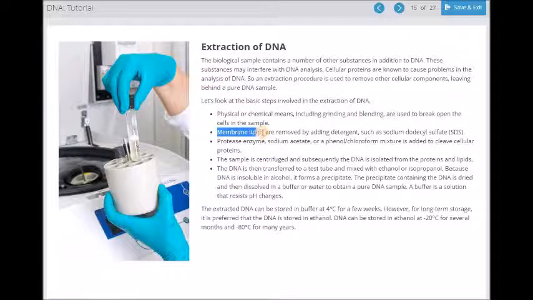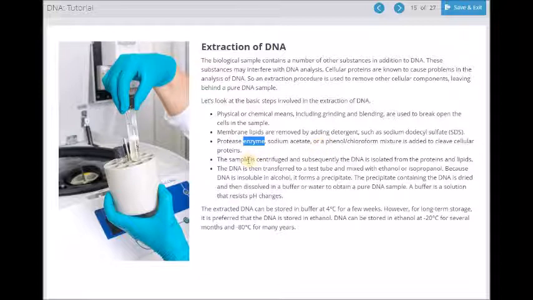DNA is found inside of a cell, and all cells have a lipid layer around them. If you think of a water balloon, the balloon skin in cells is made out of lipids, and lipids are fats. So we use a detergent, such as SDS, to remove the lipid layer first, and that exposes the DNA. Then we use some other enzymes that attack the proteins, and sodium acetate and a phenol chloroform mixture, and it gets all these cellular proteins out of the way.